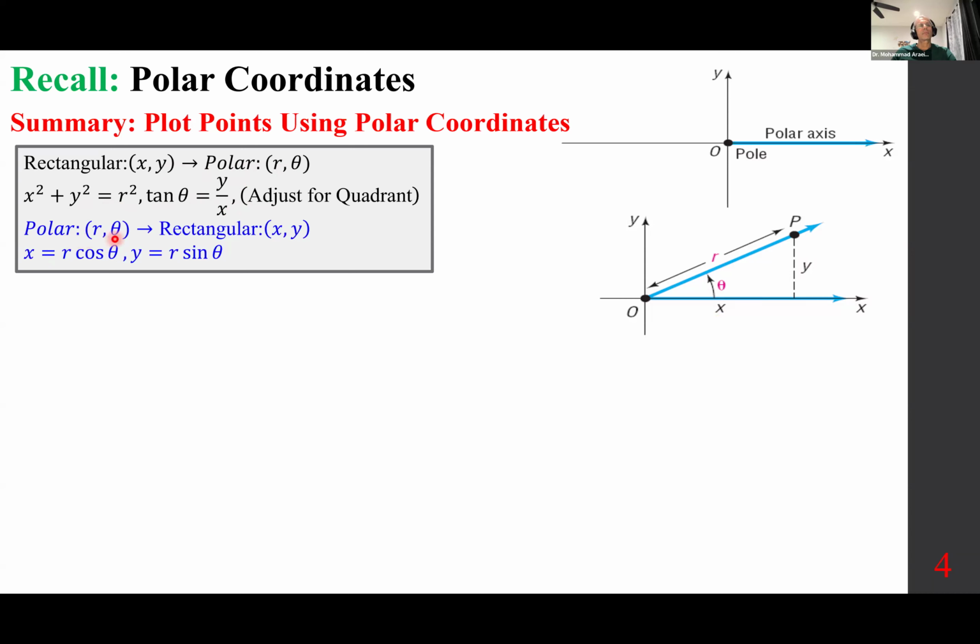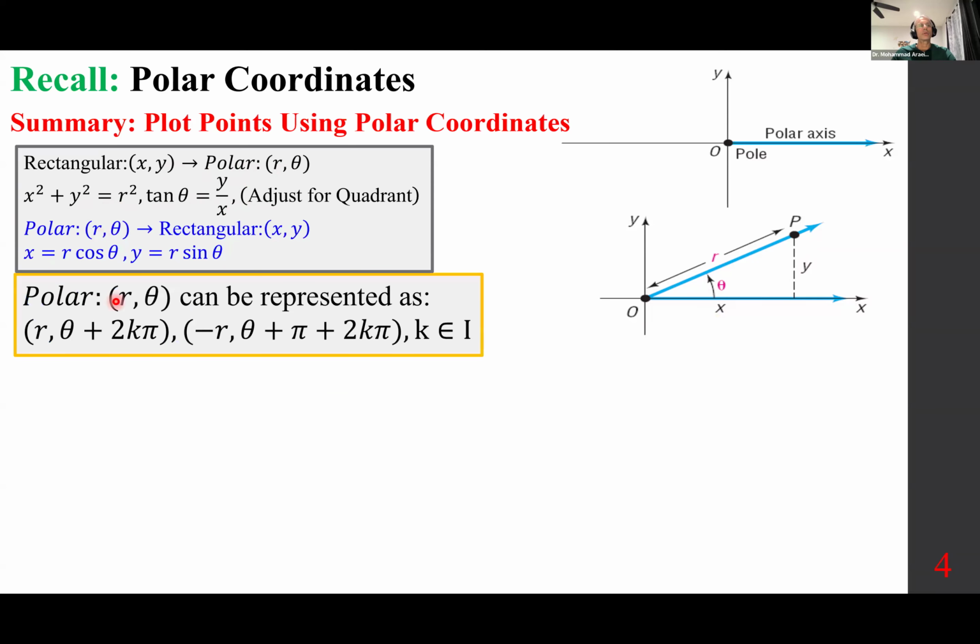So polar to rectangular, remember x is r cosine theta, y is r sine theta. If you go with polar, r, theta, you should recognize there are infinitely many ways of representing it: r, theta, and also r, theta plus 2k pi, because 2 pi is a complete revolution and k is an integer. If you want r to be negative, you can go with negative r and odd multiples of pi.